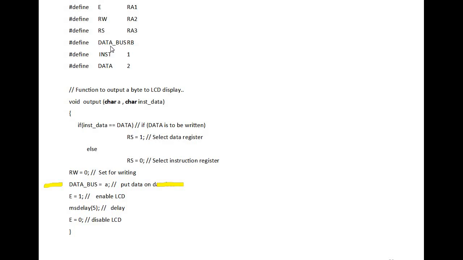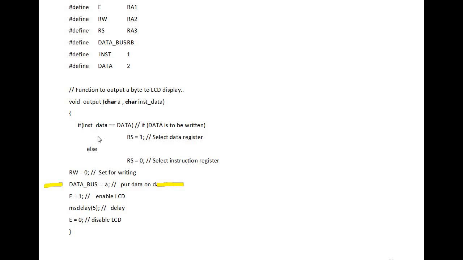Then we define the address bus, which is defined as port RB. Instruction is defined as 1 and data is defined as 2. Basically we have an output function in which we pass a character, and we also pass a character representing whether it is an instruction or data. If this is 2, then data is specified. If this is 1, then an instruction is specified.